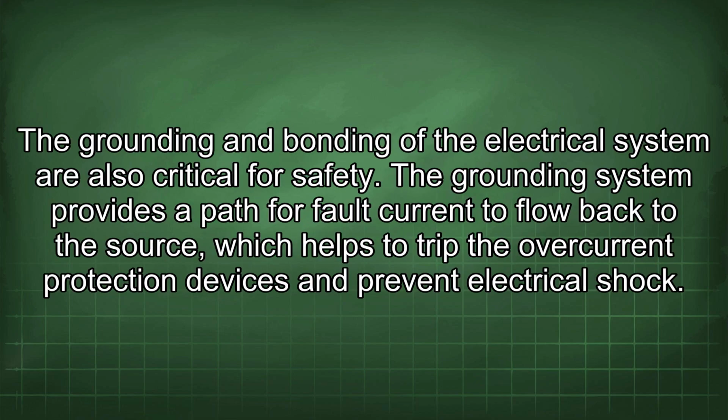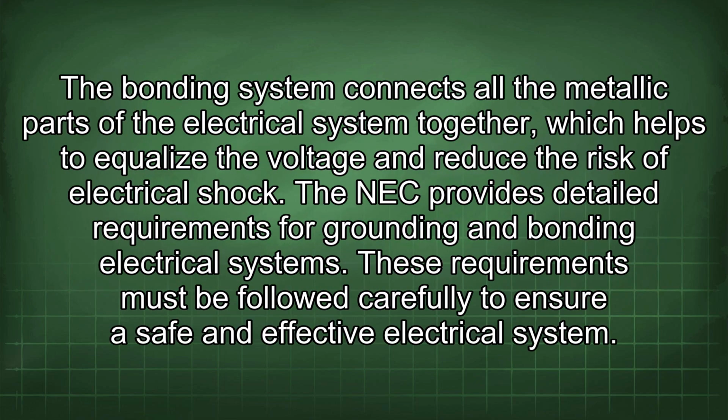The grounding and bonding of the electrical system are also critical for safety. The grounding system provides a path for fault current to flow back to the source, which helps to trip the overcurrent protection devices and prevent electrical shock. The bonding system connects all the metallic parts of the electrical system together, which helps to equalize the voltage and reduce the risk of electrical shock. The NEC provides detailed requirements for grounding and bonding electrical systems. These requirements must be followed carefully to ensure a safe and effective electrical system.